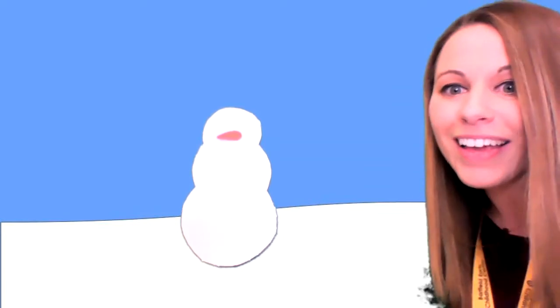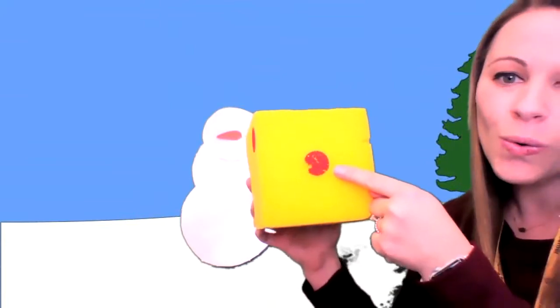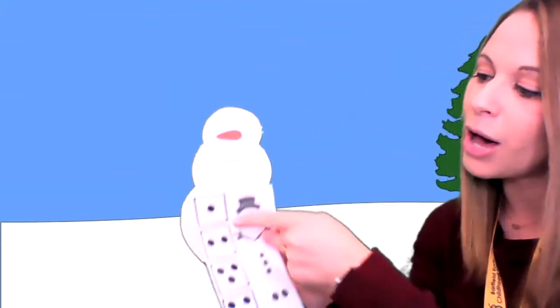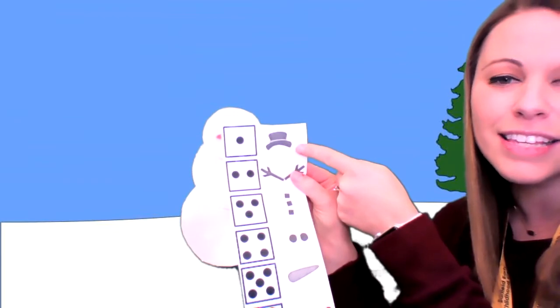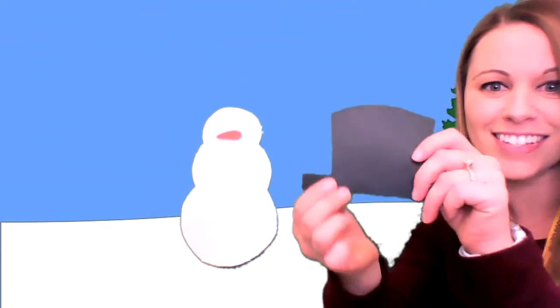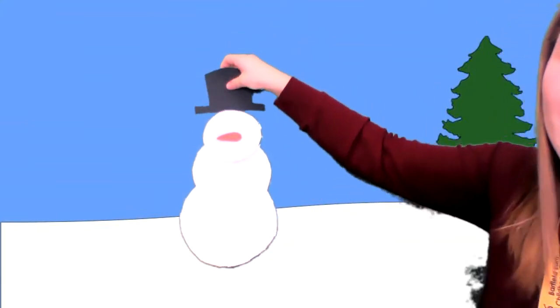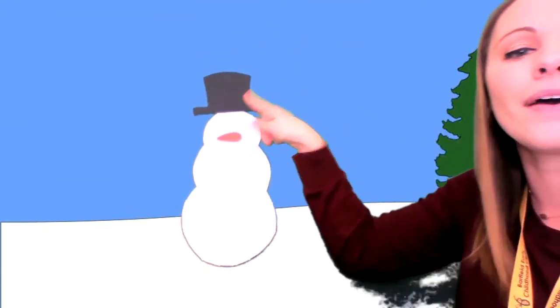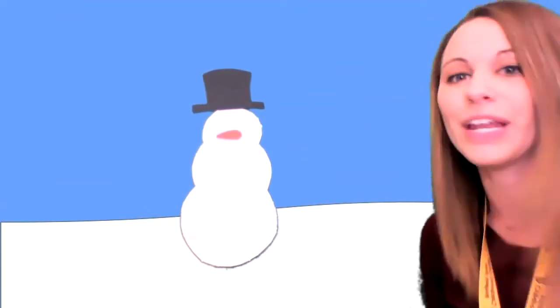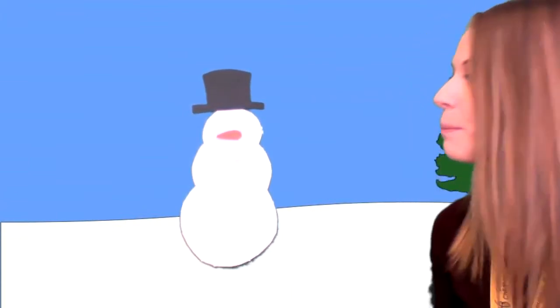All right, good job. Okay, let's roll again. Now I got number 1. Number 1 says, give your snowman a hat. Can you find your hat? All right, get some glue and put your snowman's hat on. The hat goes on top of his head or her head, whatever you want it to be, a boy or a girl.